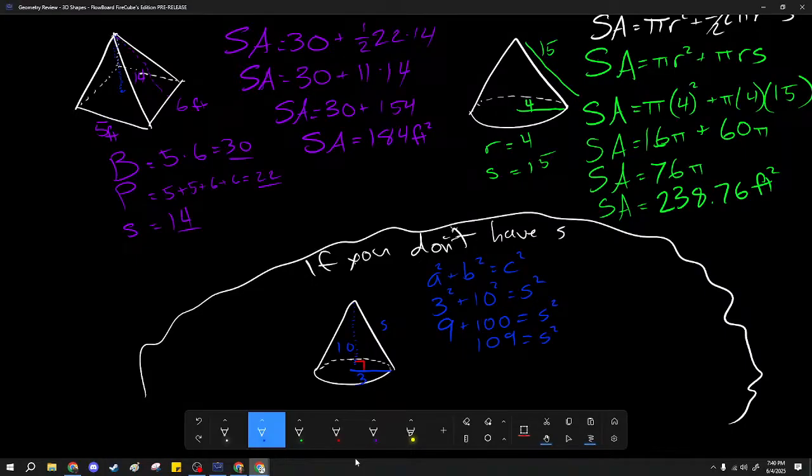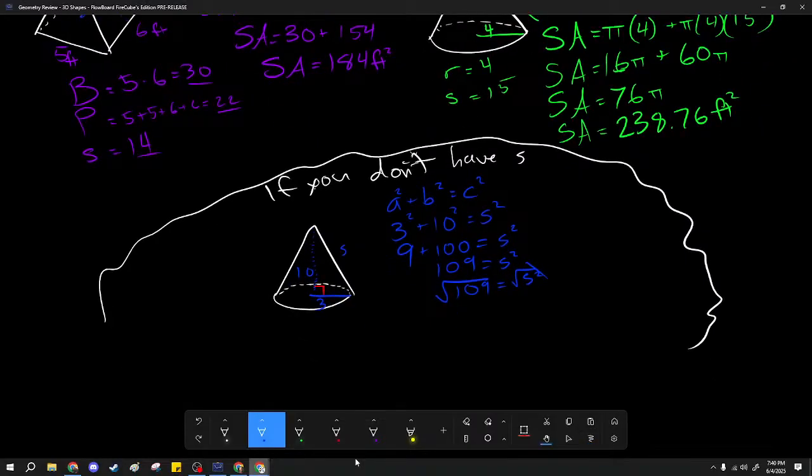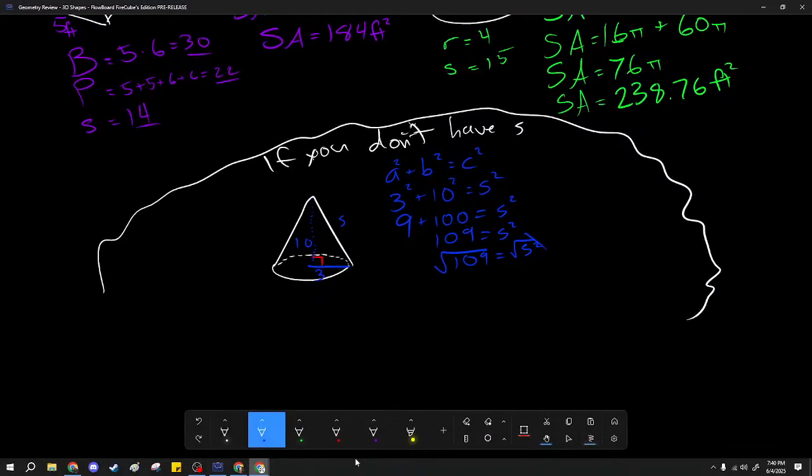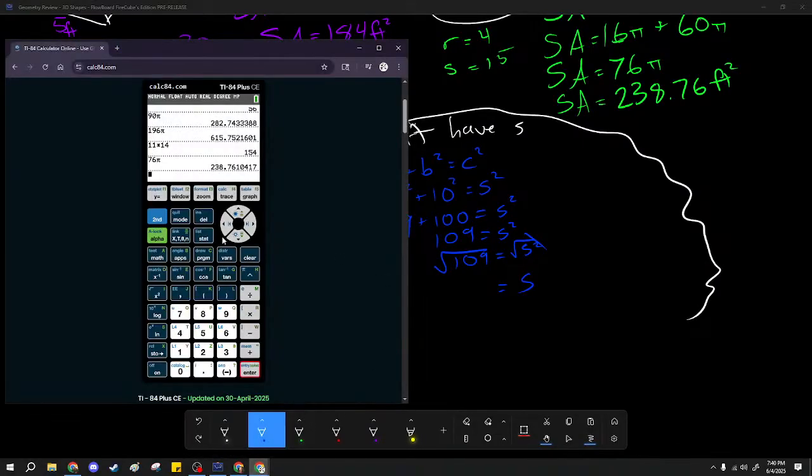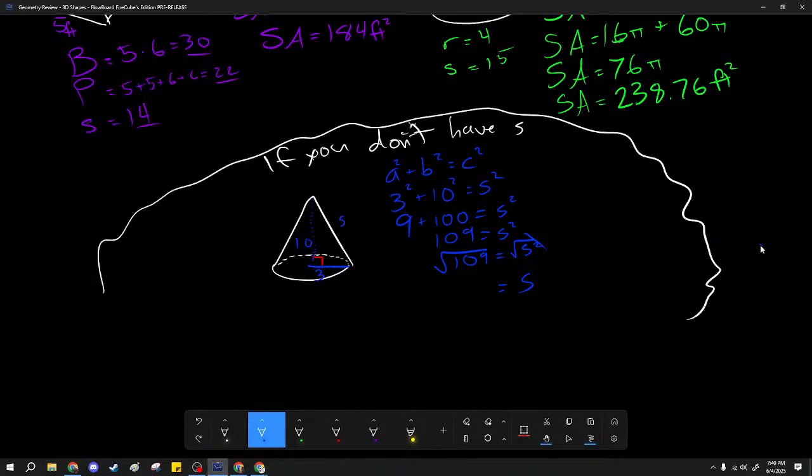I have to square root both sides. Square root 109 is equal to the square root of S squared. Square rooting something that's being squared cancels it out. And all I'm left with is the slant height. I'm going to go ahead and find the square root of 109. And it's 10.44. So in this case, my slant height would be 10.44. And then from there, you can do the rest of the problem.